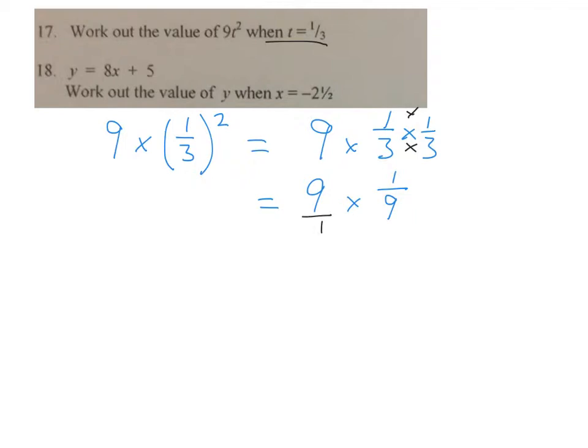9 is the same as 9 over 1. Multiplying fractions, get 9 over 9. 9 times 1 is 9. 1 times 9 is 9. So that is 1.